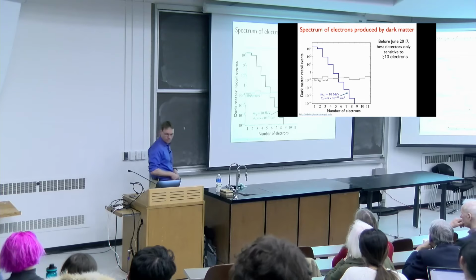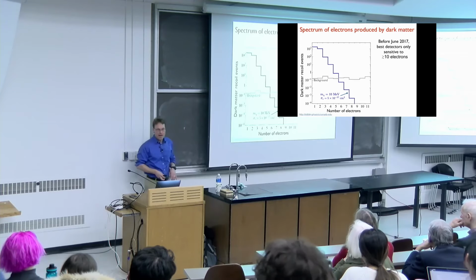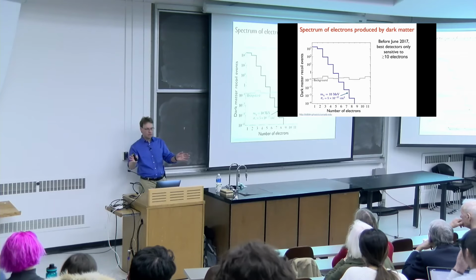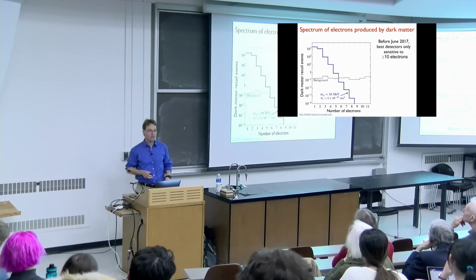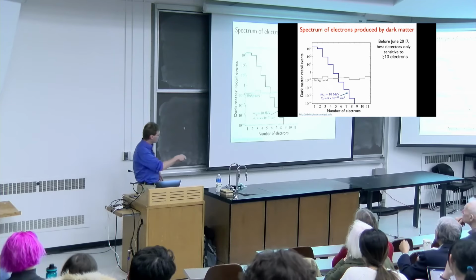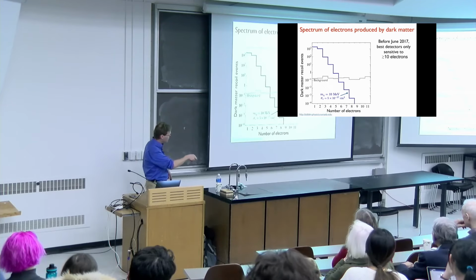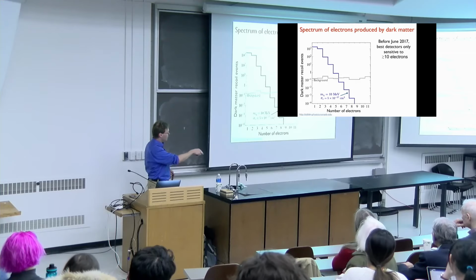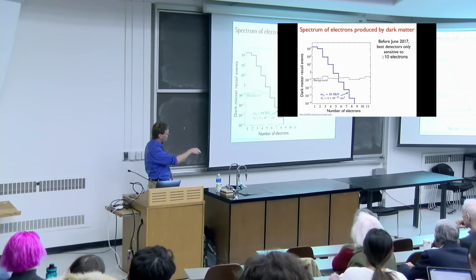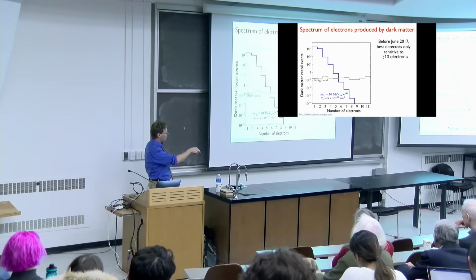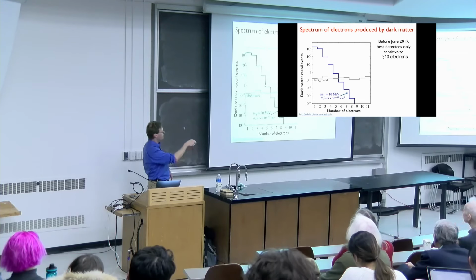Now, before June 2017, the best detectors that existed were sensitive to about 10 electrons or more. So they were sensitive to events that had a signal down here, more than 10 electrons. But for dark matter electron scattering, it doesn't typically want to produce that many electrons. It wants to produce fewer electrons, and you're missing this huge potential dark matter signal.